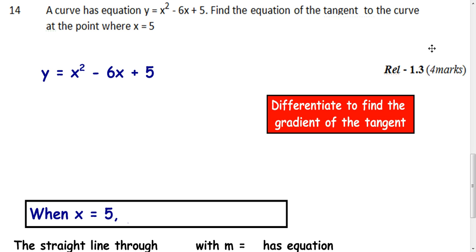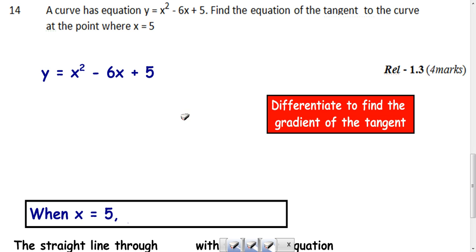In this last lesson of the Higher Unit 1 Specimen 2 video lesson, we're going to look at question 14 and question 15. So a curve has equation y equals x squared, take away 6x plus 5. We have to find the equation of the tangent to the curve where x is 5. The most common mistake here is just to find the gradient and not go on and use y take b equals mx take a to find the equation.